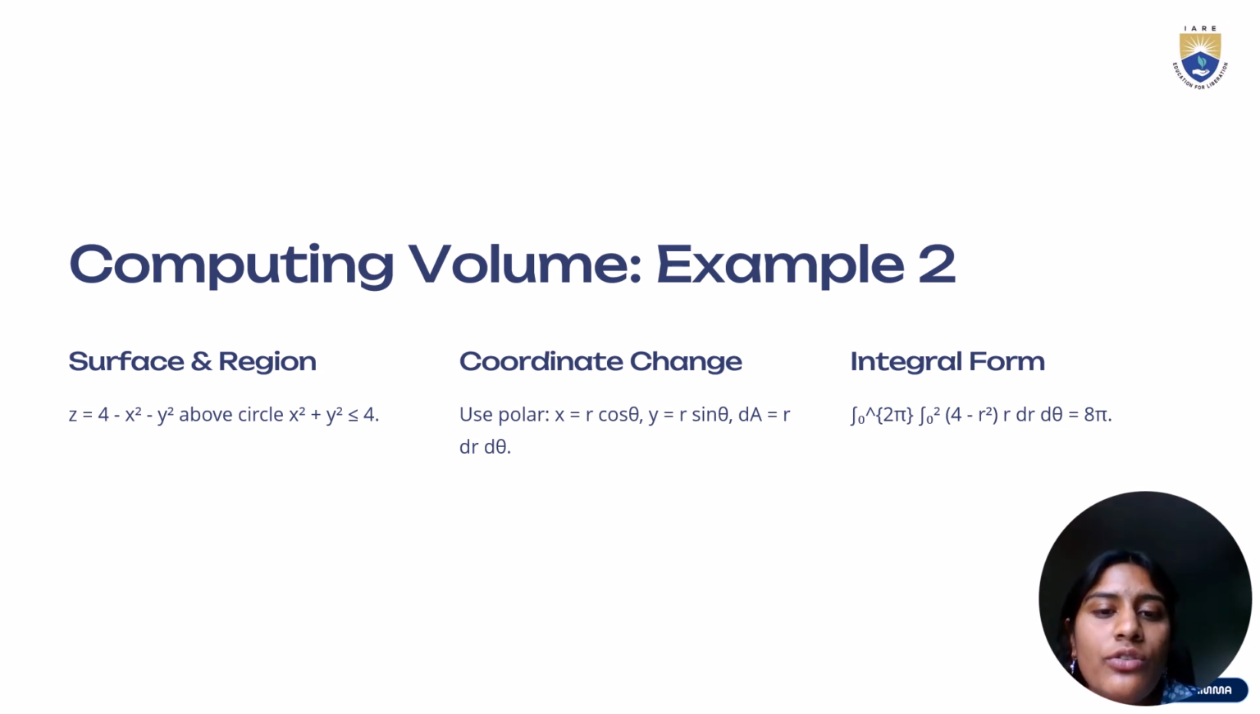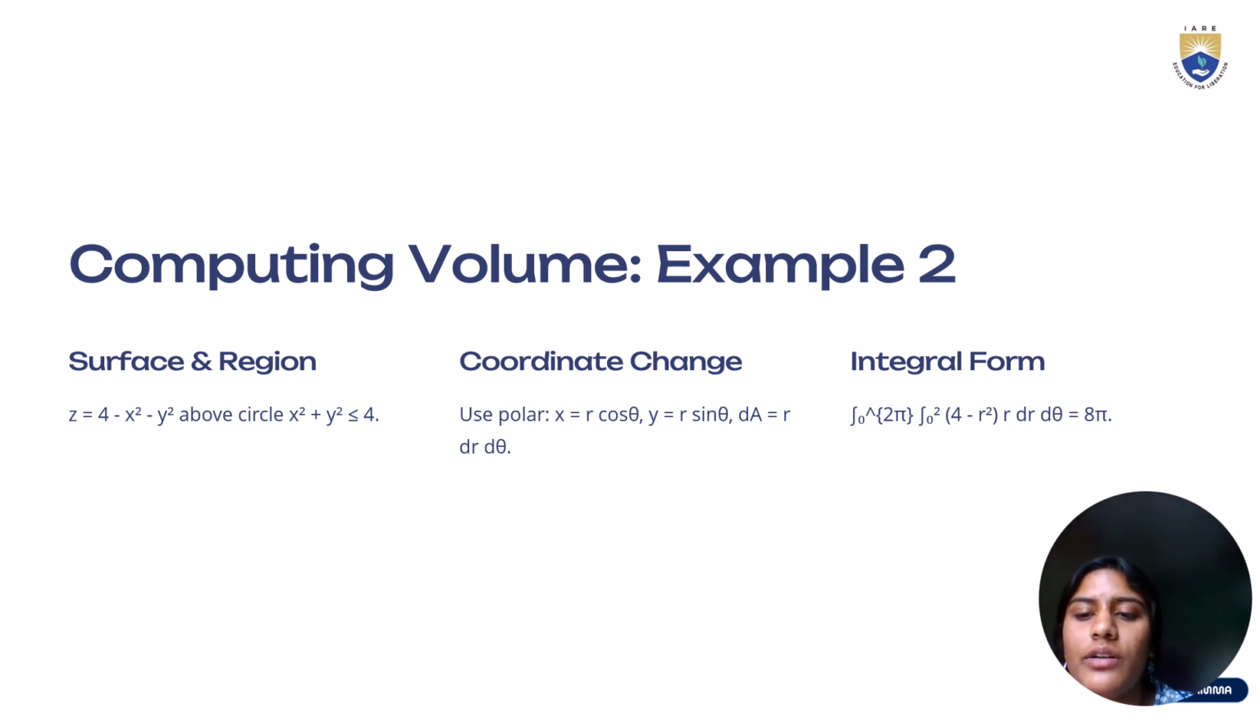And now we're going to use polar coordinates. In polar, we use x equals r cos theta and y equals r sin theta, and dA is equal to r dr d theta. Here the integrals are going to go from 0 to 2 pi and up to 4 minus r squared. And when we solve it, the surface is z, which is 4 minus x squared minus y squared. Since we are dealing with a circle, it's easier to use polar coordinates.